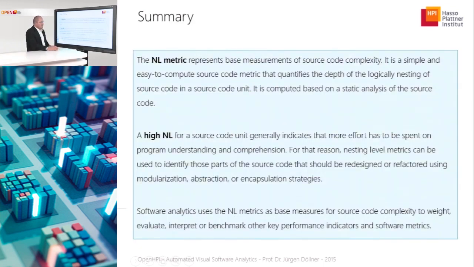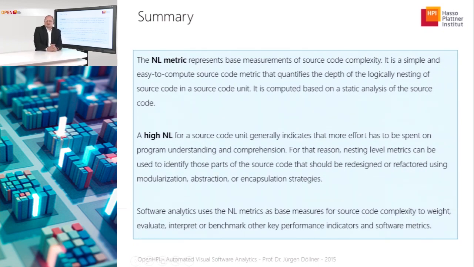Now, let's summarize the findings of this part. The nesting level metric represents base measurements of source code complexity. It is a simple, easy and even fast to compute source code metric that quantifies the depth of the logical nesting of source code in a source code unit. It is computed based on a static analysis of the source code. So basically we have to parse the source code files.